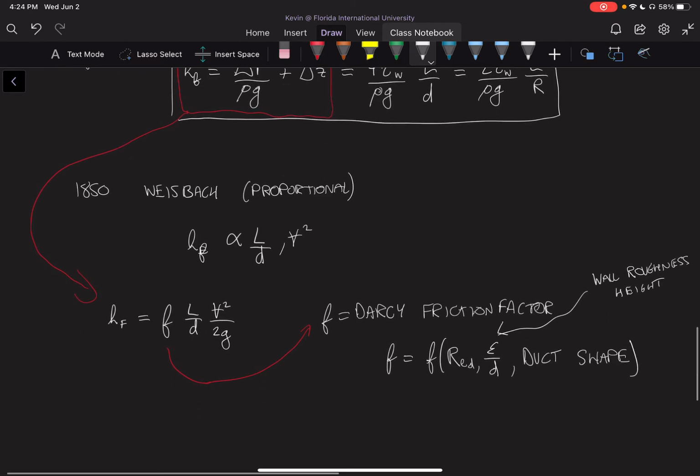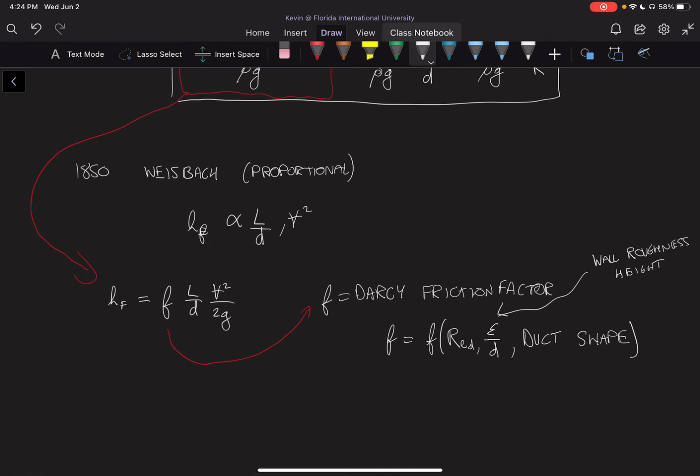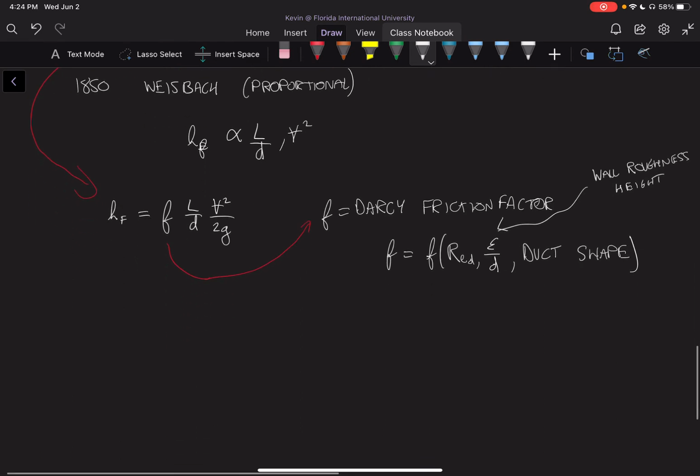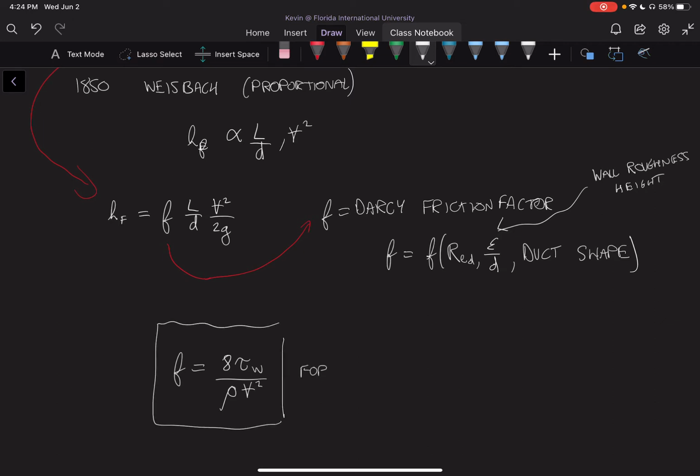And for circular ducts, he then concluded that F was equal to 8 tau W over rho times velocity squared. And this is for circular ducts.